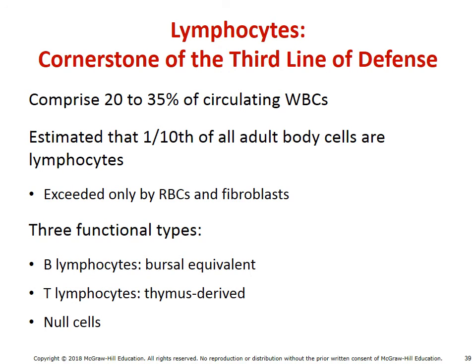The lymphocytes were, again, that third line of defense, the specific cells. And really, they're just B and T cells. And they're going to be roughly 20 to 35% of circulating white blood cells.